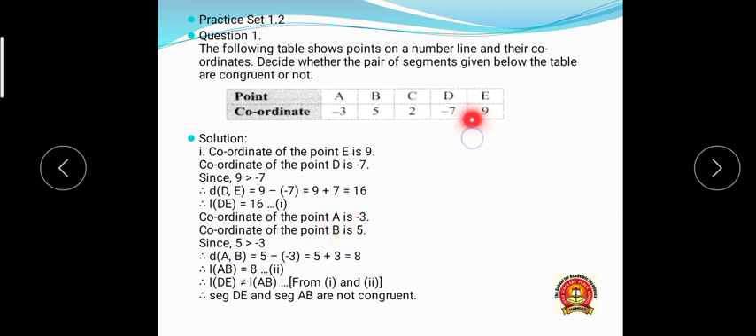Find the length AB. A has coordinate -3, B has 5. 5 is greater than -3, so 5 minus -3 is equal to 5 plus 3, that is equal to 8. So 16 is greater than 8. Are they equal? No. Therefore, from the first and second we can say that length DE is not equal to length AB. So they are not congruent.